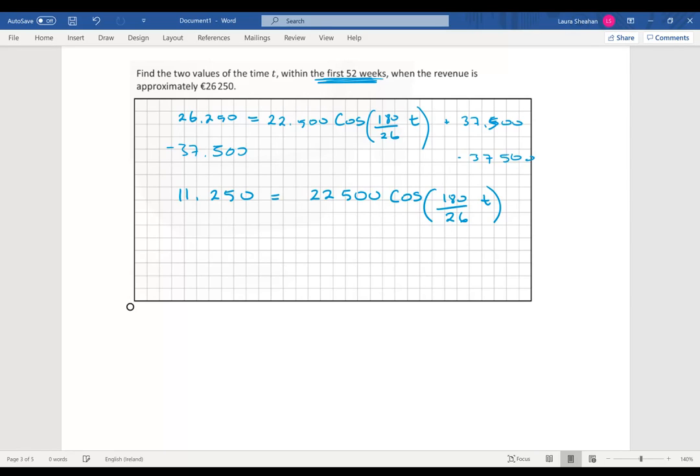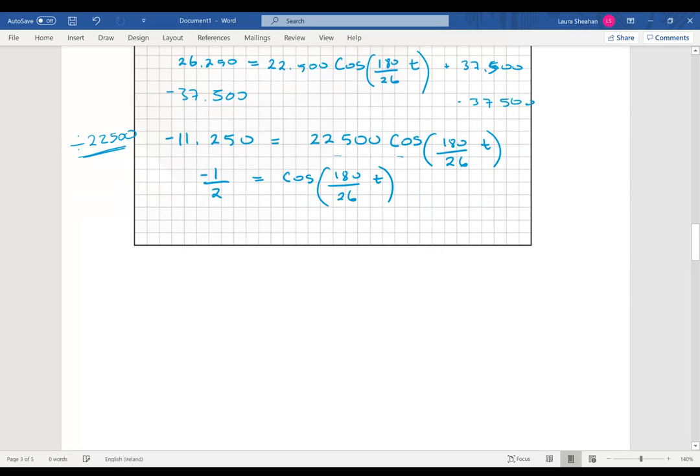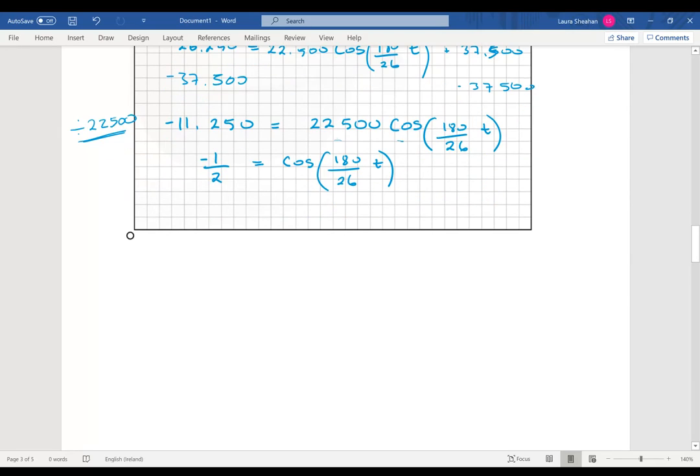Okay, then I'm going to divide both sides by 22,500, because I want to get cos on its own. 22,500 is multiplied by cos, so divide by it. So minus 11,250 divided by 22,500 will give me minus a half is equal to cos 180 over 26t. Now at this point you can bring radians back in here if you want.